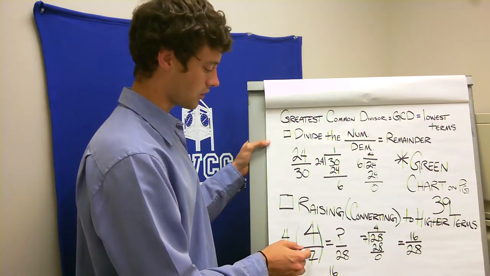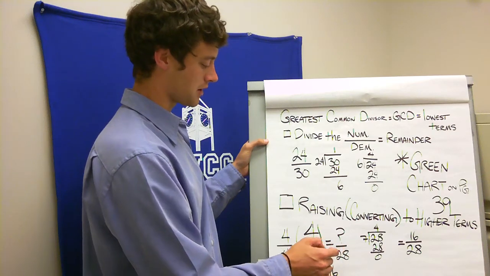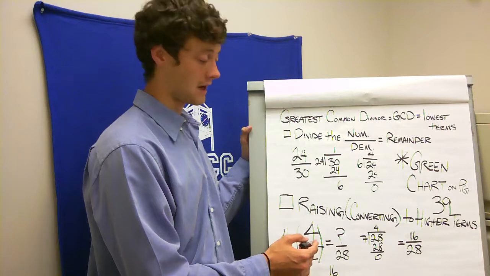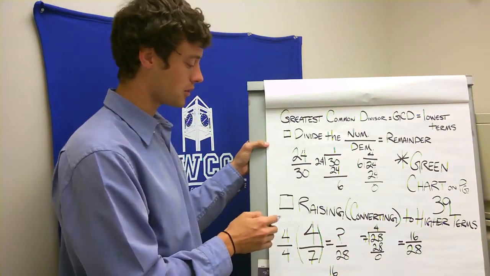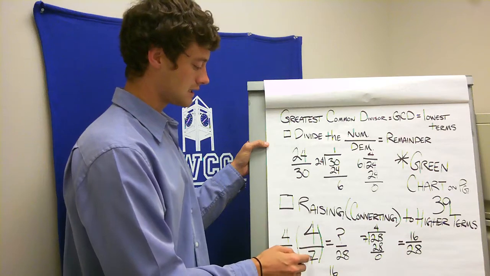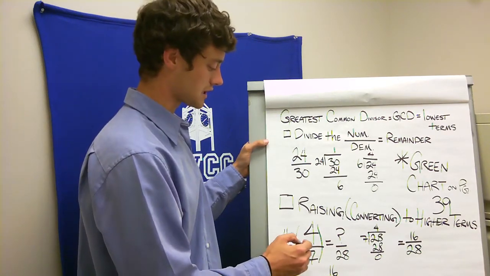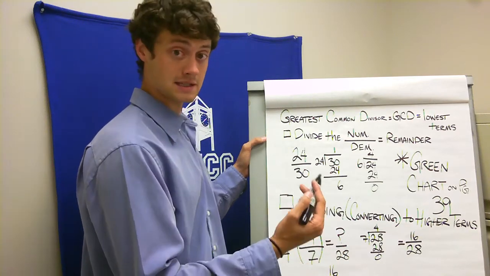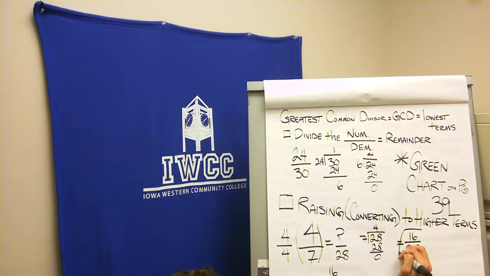And so what's going to happen is I look and I see that this denominator of 28 is divisible by 7. How many times? It's by 4. And so what I'm going to do is then multiply this number to get my denominators to be the same. So I'm going to go 4 times 7 is 28. 4 times 4 is 16. And that's why we have the answer of 16 28ths.